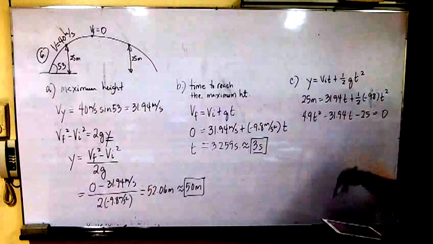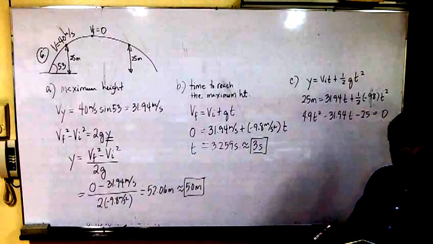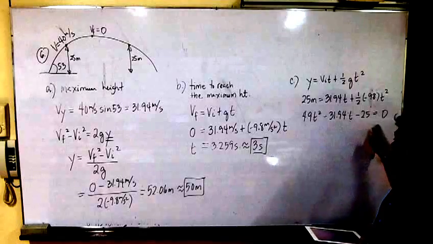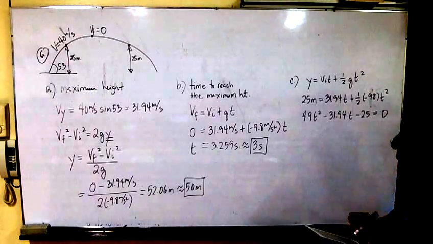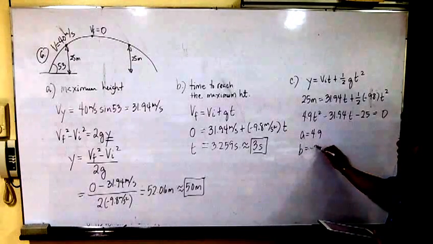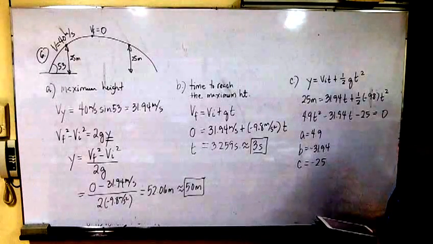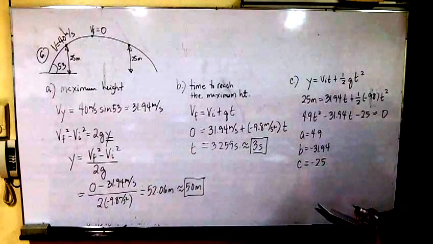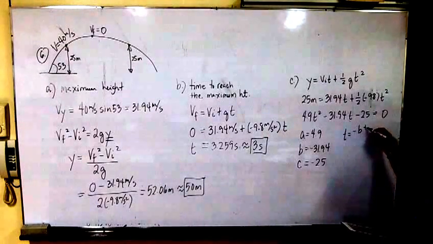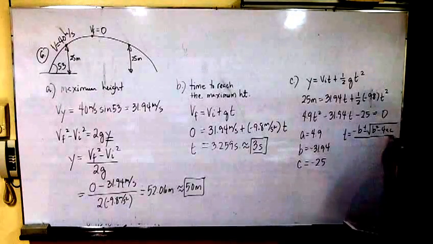How do we solve this? We have to use the quadratic formula. Or in your calculators, you know the shortcut on how to solve for the time. Since this is a quadratic equation, you will get two answers. Okay? Our A here is 4.9. Our B is negative 31.94. And our C is negative 25. Okay? As a reminder, our quadratic equation says that t is equal to negative B plus and minus square root of B squared minus 4AC all over 2A.